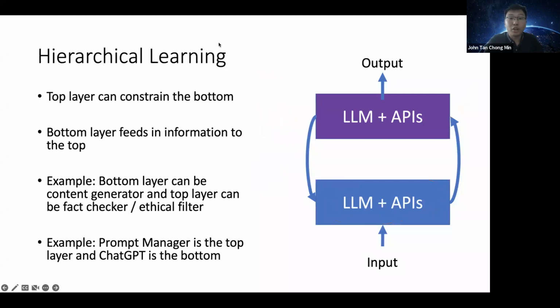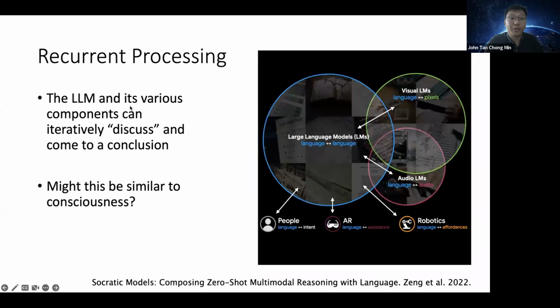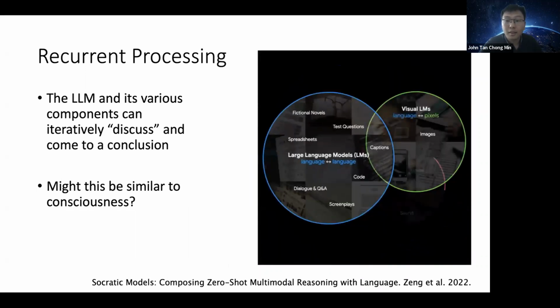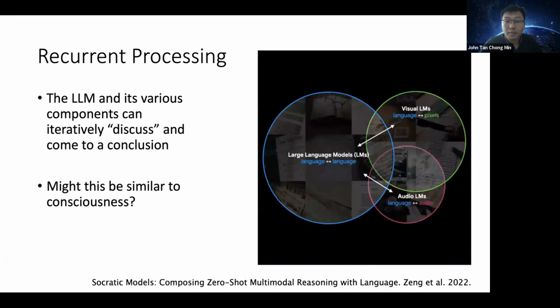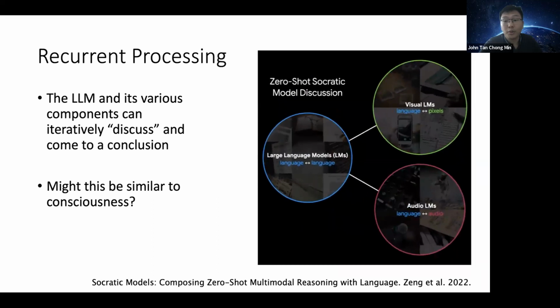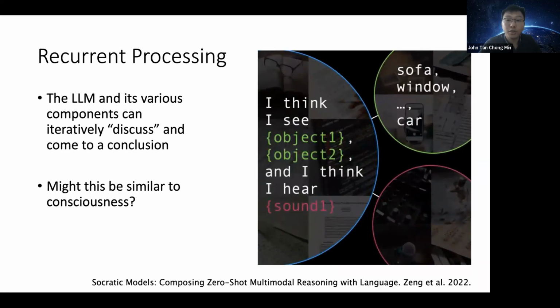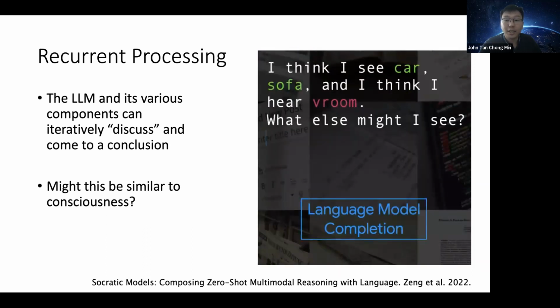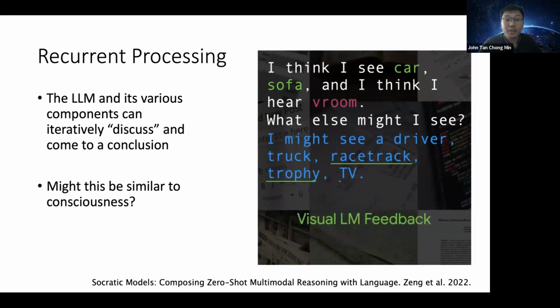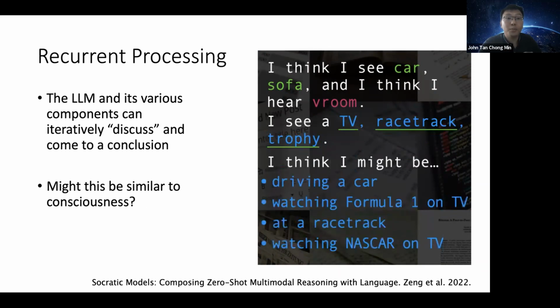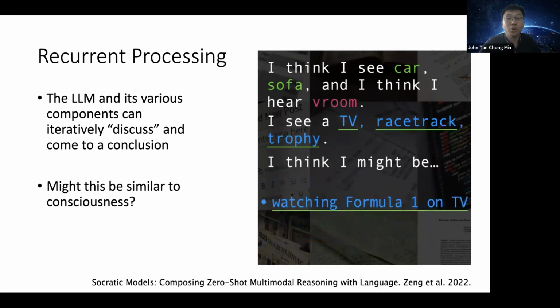All right, the next thing I want to talk about is recurrent hierarchical learning, or recurrent processing. Okay, take a look at this video here. So you have a few language models: a visual language model, an audio language model. The visual says that it sees a car and a sofa, and the audio says it hears a room. Then you ask the model, based on this, what do I see? Oh, I see these few things. And then you can ask the model again, what do you think you might be doing based on what you see? And then you can say, oh, I'm watching Formula One.